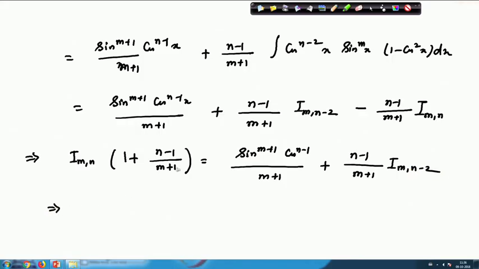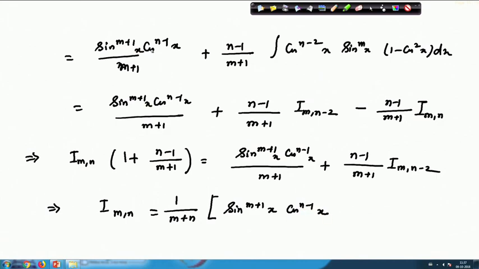So next we will divide by m plus 1 on both sides, and we will take m plus n on the left hand side to the denominator on the right hand side. So this will become 1 by m plus n times sin m plus 1 x cos n minus 1 x, plus n minus 1 by m plus n times I m n minus 2. So this is our required reduction formula for the product of two trigonometrical functions of this type.